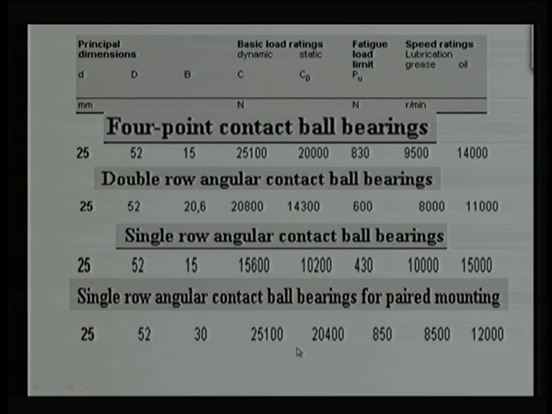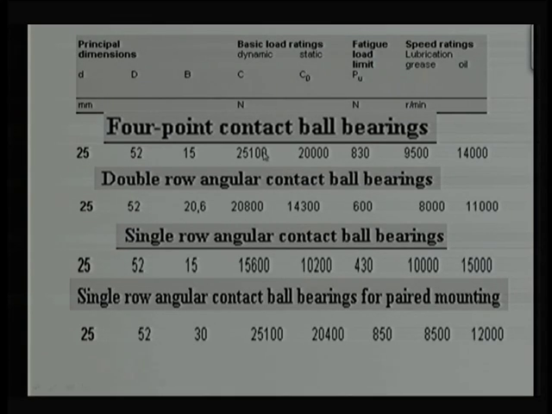Coming to the paired bearing. In the paired bearing, we are giving too much length. The two bearings have been combined together. For pairing cases, there is some decrement in the load carrying capacity. Instead of 2 times 15,600, it is slightly lesser than that, 25.1 kilonewton, which is almost the same as what we are getting in a 4-point ball bearing.